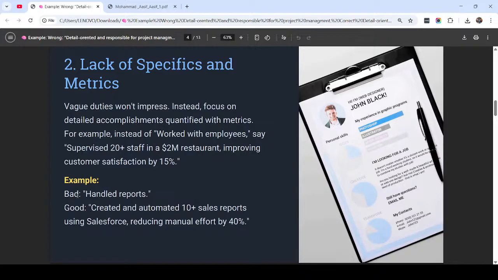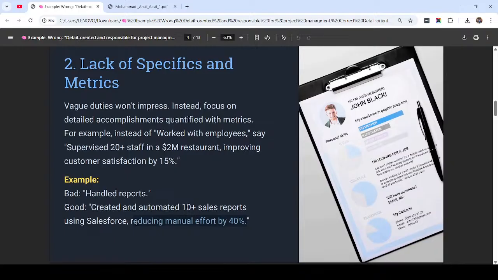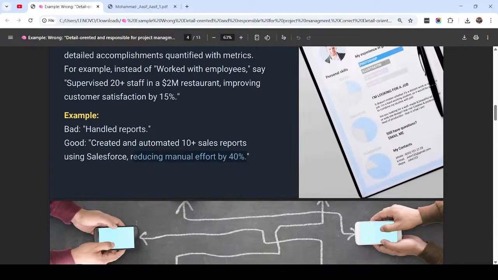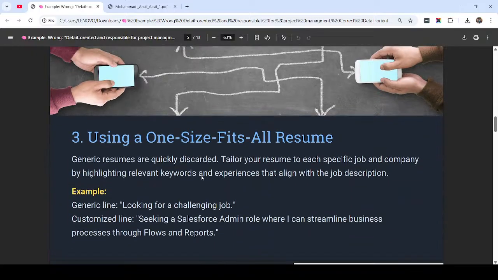Like here, I have mentioned this: instead of simply writing "handle reports", you can write "10 plus sales reports using Salesforce, reducing manual effort by 40%". This also gives quite a good impact in a resume, showing how much your effort has helped the client and listing the work done.